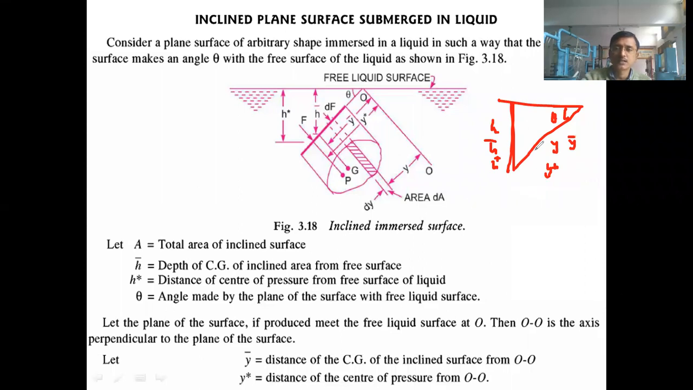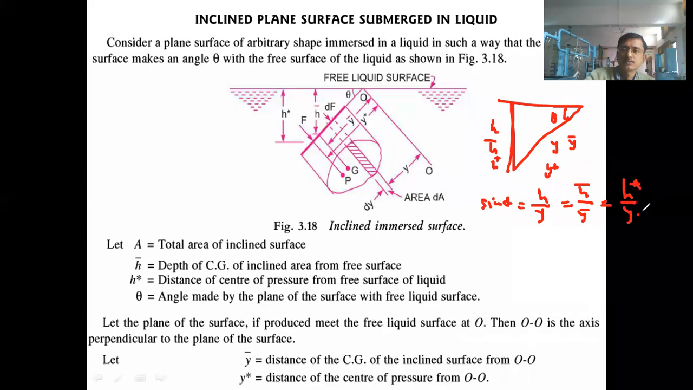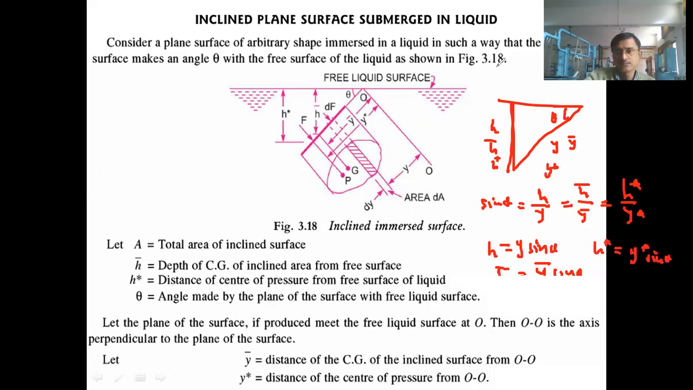Opposite side by hypotenuse, that will become sin theta. Sin theta will be equal to h upon y. Similarly, sin theta equals h bar upon y bar. Similarly, sin theta equals h star divided by y star. So if we want h, we can write y sin theta in its place. If we want h bar, we can write y bar sin theta, and for h star we can write y star sin theta.